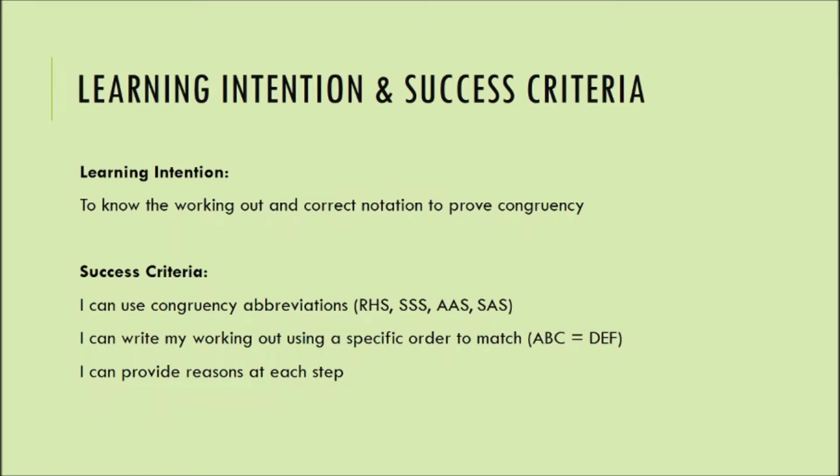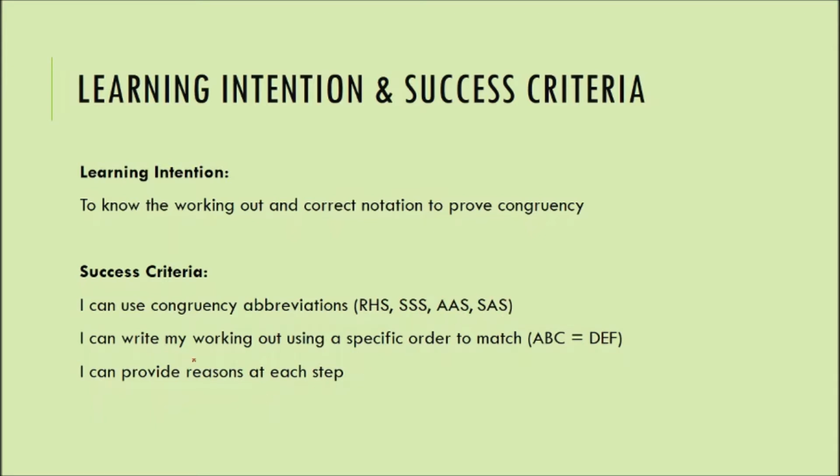So today's learning intention is to know the working out and correct notation to prove congruency. I'm going to go through the steps with you so that it's very clear what we expect. Today's success criteria is that you can use congruency abbreviations, which is from the last exercise. So that's right angle, hypotenuse, side (RHS), side, side, side (SSS), angle, angle, side (AAS), or side, angle, side (SAS).